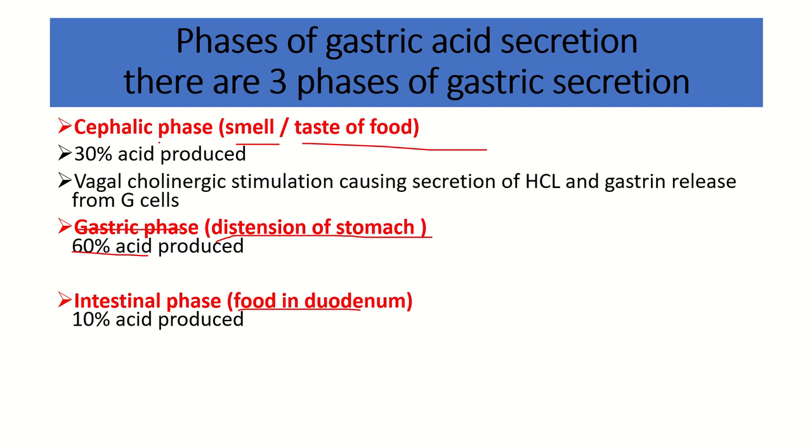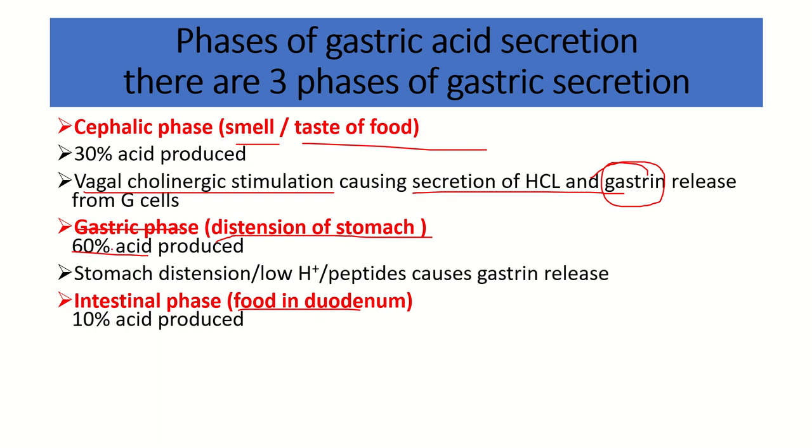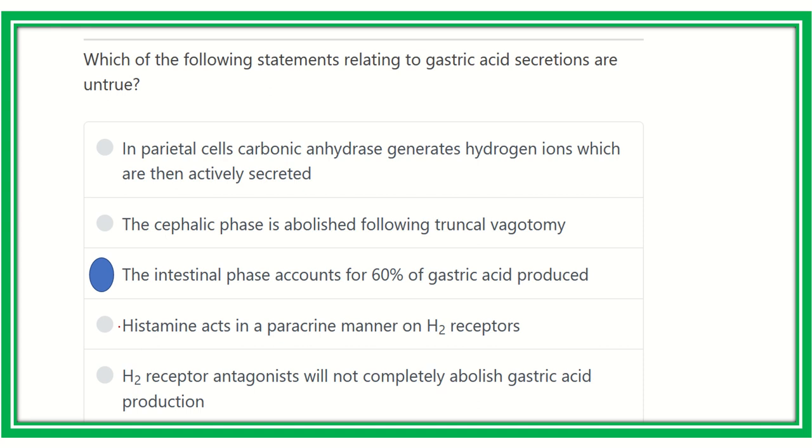In the cephalic phase, vagal cholinergic stimulation causes secretion of hydrochloric acid, and also gastrin release from the G cell, and this gastrin also acts on the parietal cell and causes secretion of hydrochloric acid. In the gastric phase, stomach distension, low pH, and peptides are responsible for the secretion of hydrochloric acid. So here our answer is ready.